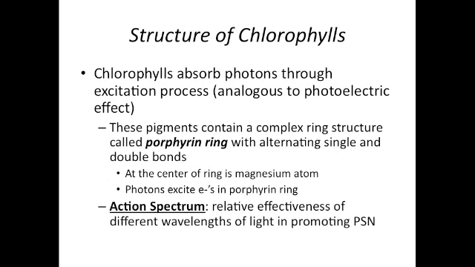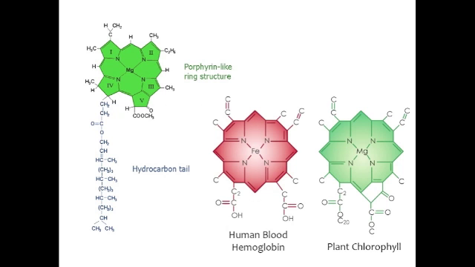And so we call this the action spectrum, which just tells you how effective all these different wavelengths are in promoting photosynthesis. So in this picture on the left-hand side, we have chlorophyll, and you can see that it has this porphyrin-like ring structure with magnesium at the bottom.